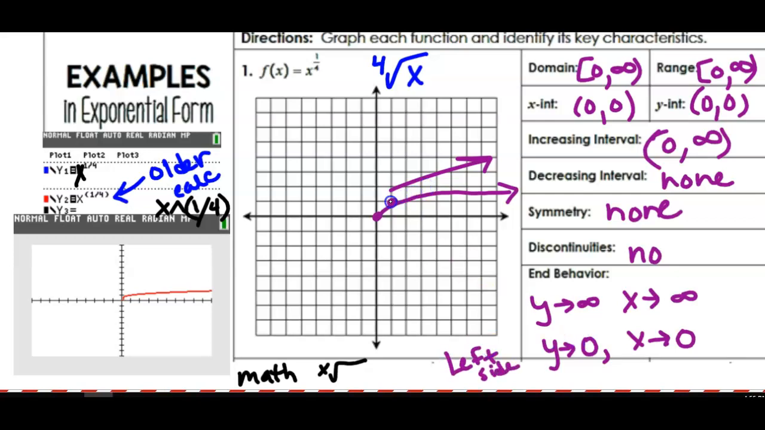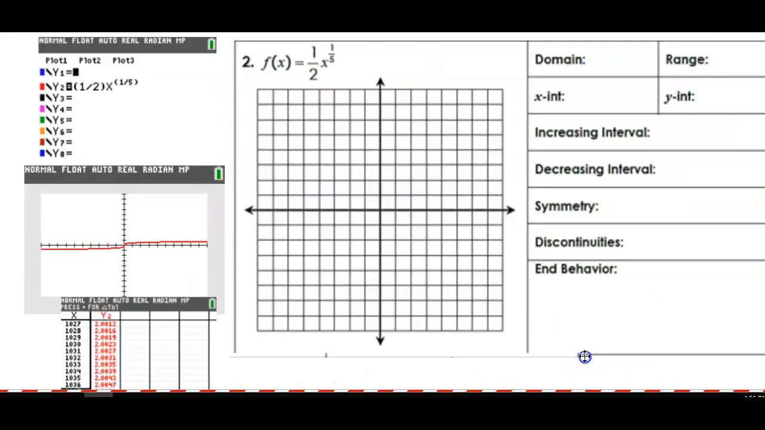Okay, as you go further and further left, the x is actually getting close to 0, and so is the y. That's a weird one. All right, I think this might be almost our last one. Maybe it is our last one.